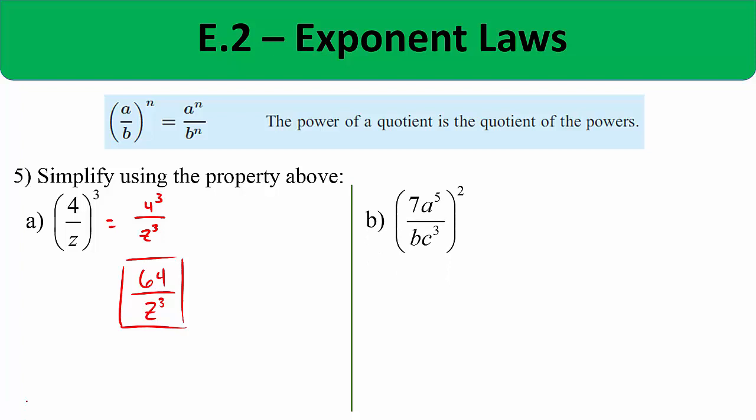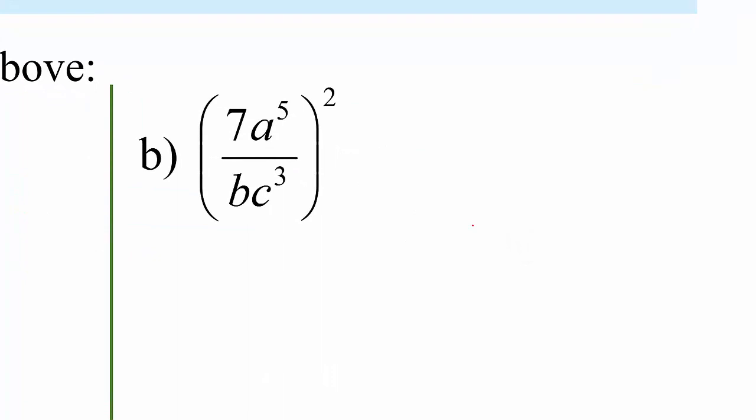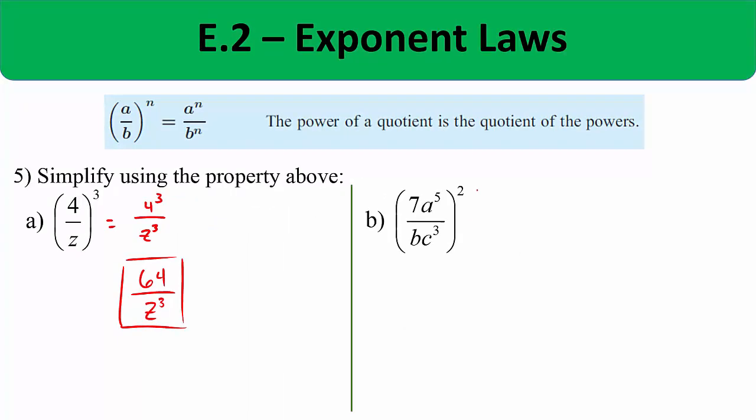One more example, a little more complicated. We have in the numerator a product and in the denominator a product. So it's like we're taking the last two exponent laws and putting them together. We're going to raise everything inside this to that power. So we have 7 to the power of 2, a to the 5th to the power of 2. Well, we multiply exponents when being raised to an exponent.